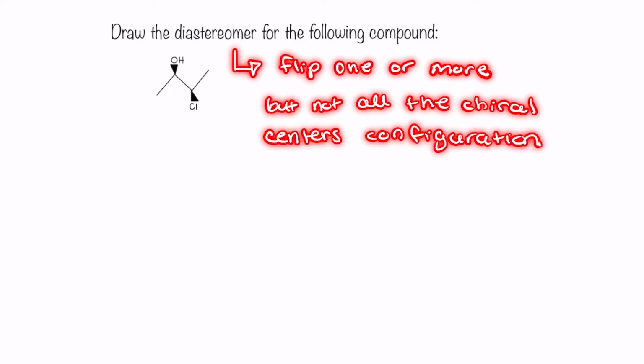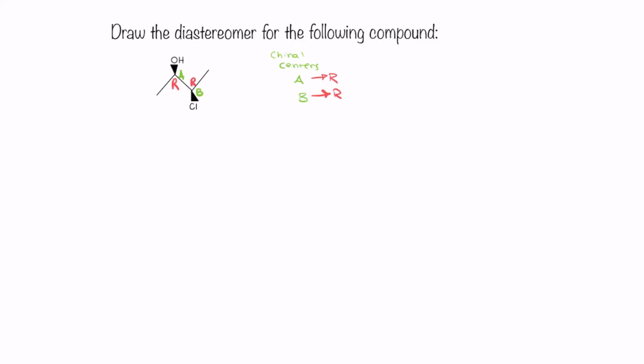In this example, we only have two chiral centers, and we established before that both of these chiral centers were RR. So if we wanted to draw a diastereomer for this compound, we would have to flip only one of its chiral centers to S. We said we can flip one or more, but not all. In this example, we can only flip one, because if we flip both chiral centers to S, we would end up with an enantiomer. That's why we can't flip all the chiral centers, because then we would end up with an enantiomer and not a diastereomer.